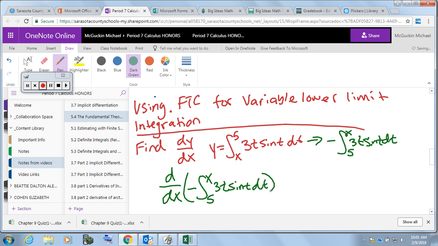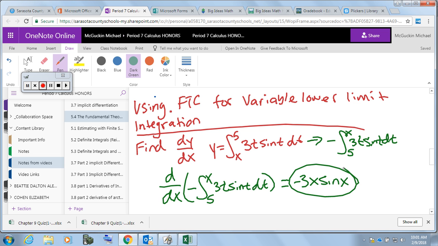Remember, once we have this derivative with the x in the upper limit, we're basically just swapping out x and t. That's all we're really doing. But because we have that negative, it becomes negative 3x sine of x. We're swapping them out, but because we had to switch the upper and lower limits, it had to become negative in that case. Alright?